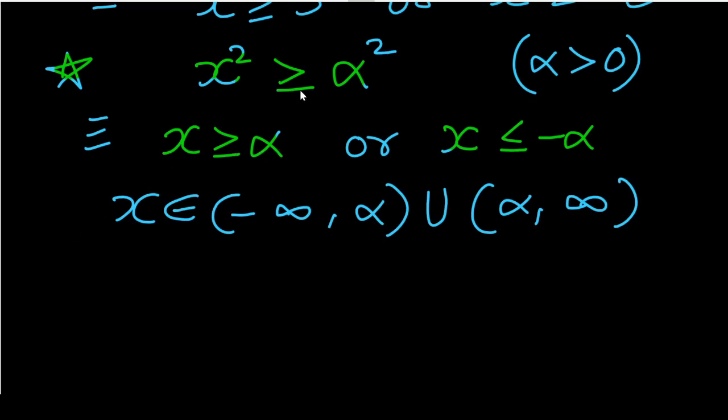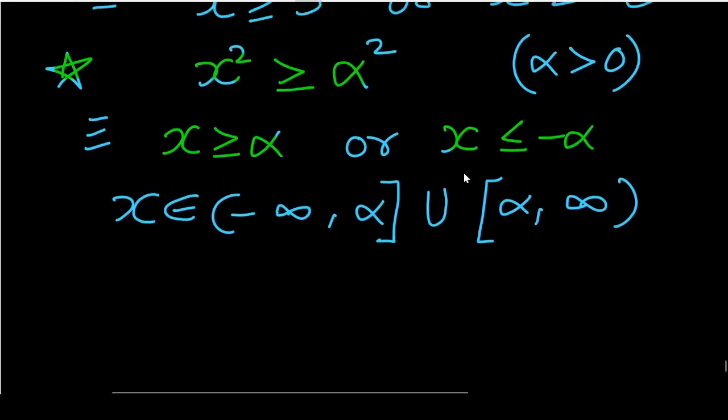Now in case equality is not there, one more thing I forgot: it should be the greater than sign. Since equality is there, this should be included, guys. In case equality is not there, we will place round brackets instead of square brackets. So x square greater than or equal to alpha square, this is the solution, and this is quite frequently used in questions. Let's take a simple example.